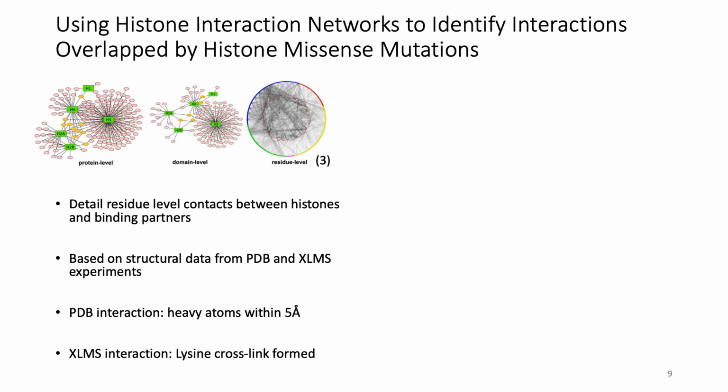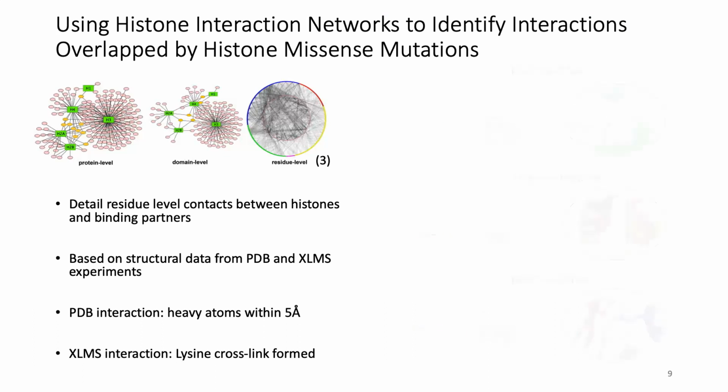And from the Protein Data Bank-based interactome, we define interactions as any instance where a histone heavy atom, which is any atom except for hydrogen, was within 5 angstroms of another heavy atom from a binding partner. So it could be another histone protein, it could be DNA or another effector molecule. And from the cross-linking mass spec interactome, we define interactions as any instance where a histone lysine residue was able to form a cross-link with a lysine residue from another protein.